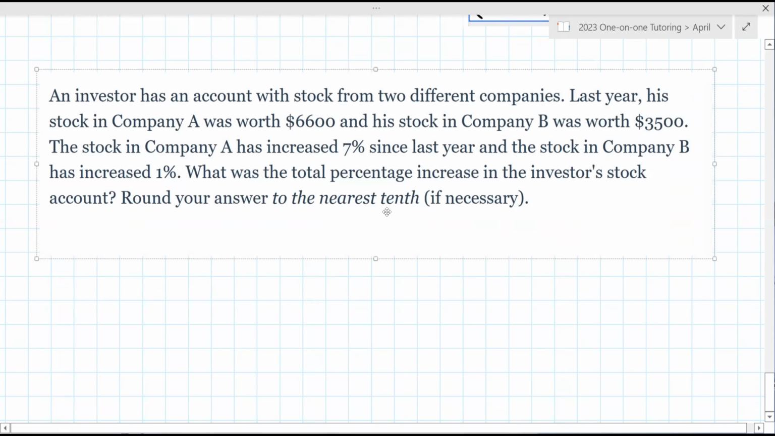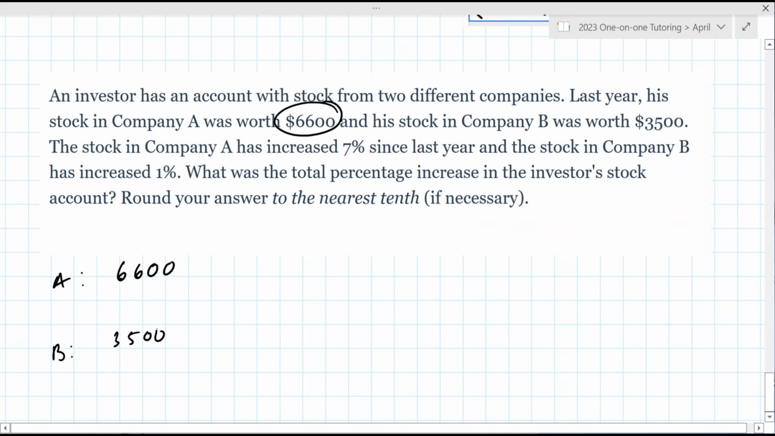All right, so investors account again. A is 6,600. B is 3,500. Okay, this time though it increased. So when it increased, this is kind of the awkwardness of it, is you really want the new amount. But let's just do it the way we're doing. So let's do the 0.07 again and the 0.01 again. Can you calculate those for us, please?